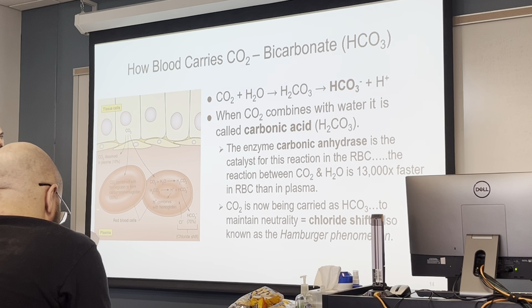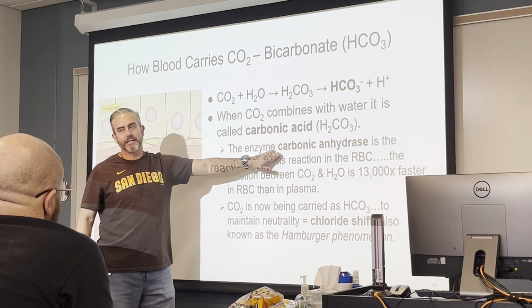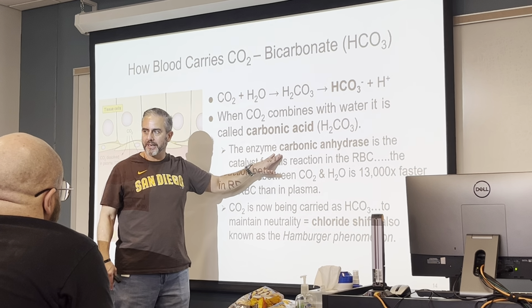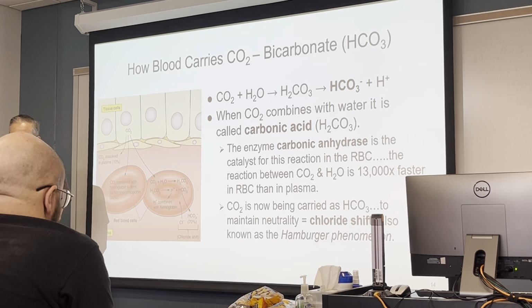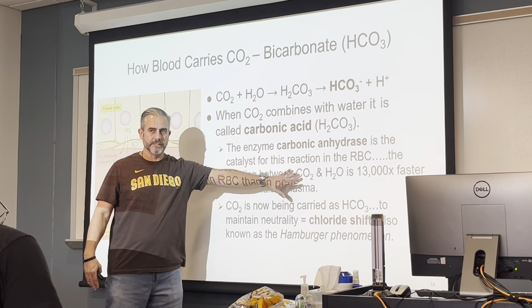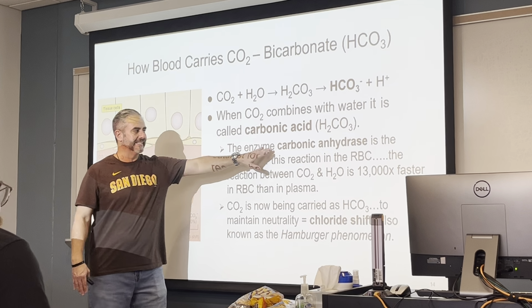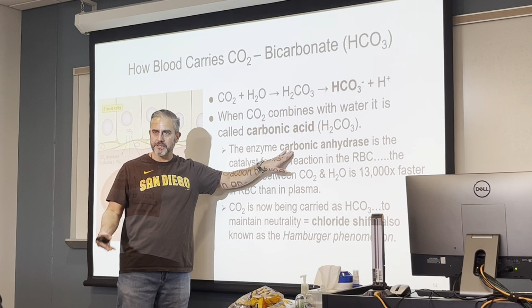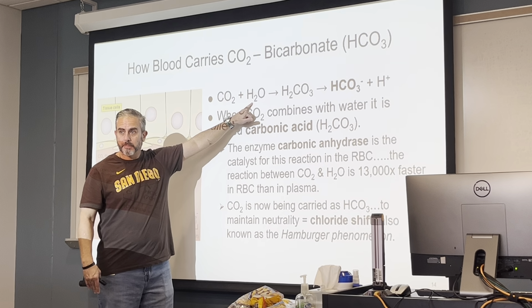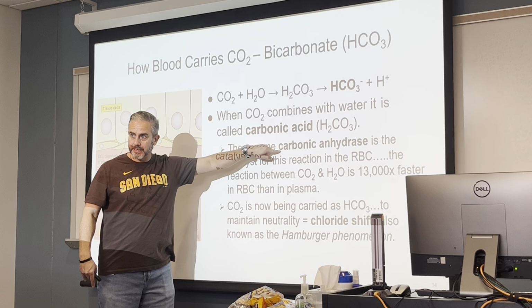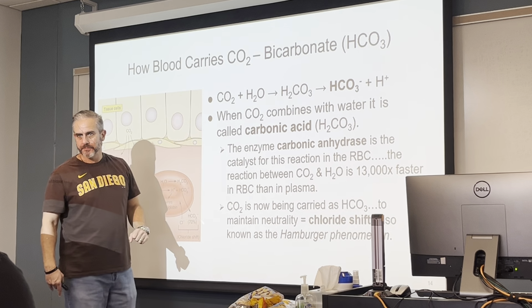As it continues, the reason it forms so quickly into carbonic acid is because of this particular enzyme known as carbonic anhydrase. It's only found in the red blood cell. It's not found in the blood plasma. That's why we say the reaction is 13,000 times faster in the red blood cell than in plasma, because this enzyme is not found in blood plasma. It's only found in the red blood cell. So, CO2 and water combine because of this particular enzyme. They form, what is this again? Carbonic anhydrase.